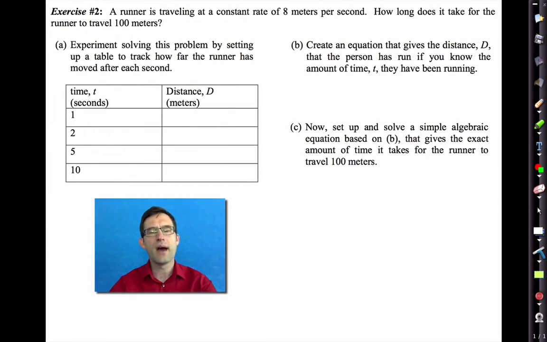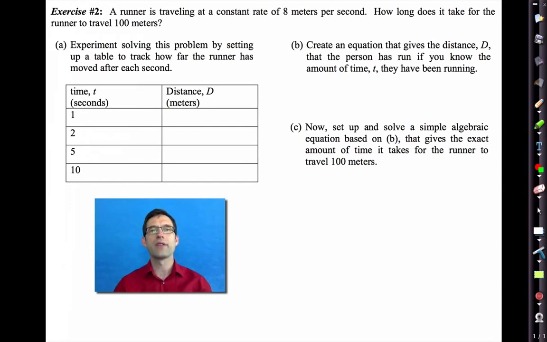All right, so now let's try to extend that idea of rate and try to work a little bit where we know that somebody is traveling at a constant rate. Let's take a look at exercise 2. Take a moment to read it. All right, now I'm going to read it.